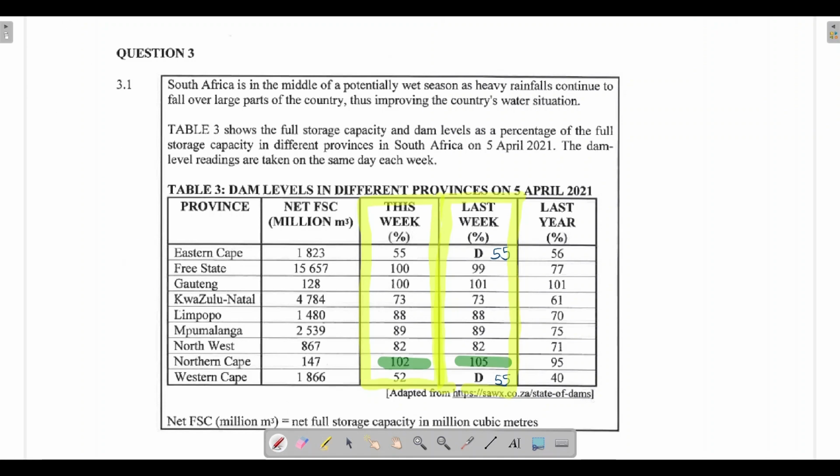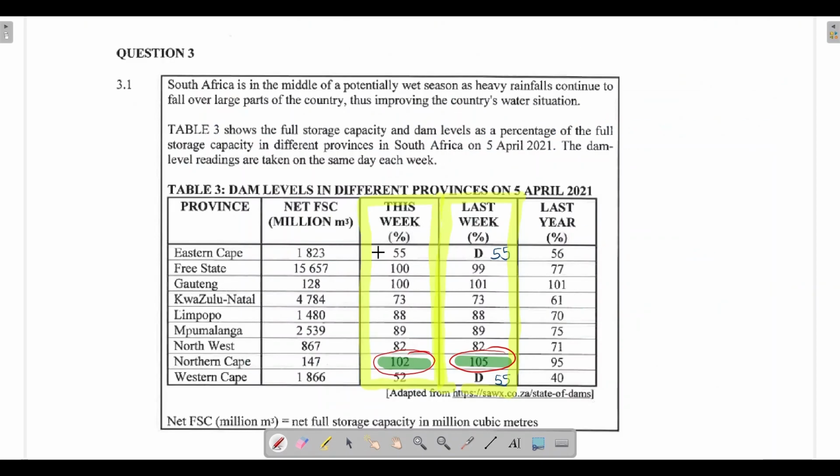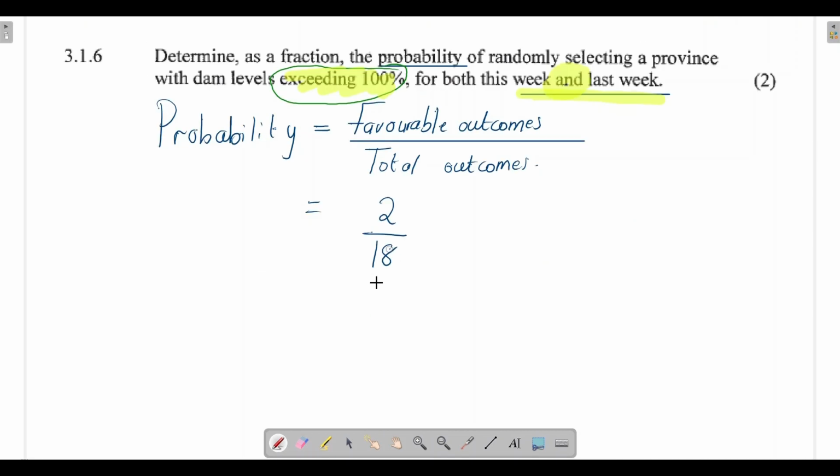So what are our favorable outcomes? It's going to be 1 and 2, 2 over what are the total outcomes? The total outcomes is how many outcomes we have in this experiment. And we see we've got 1, 2, 3, 4, 5, 6, 7, 8, 9, 10, 11, 12, 13, 14, 15, 16, 17, 18 total outcomes. Therefore, if you simplify this, 1 goes into itself once and it goes into 18 9 times. Therefore, the probability of randomly selecting a province with dam levels exceeding 100% for both this week and last week is 1 over 9.